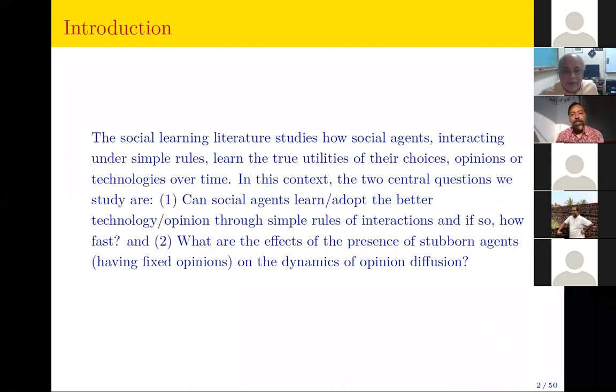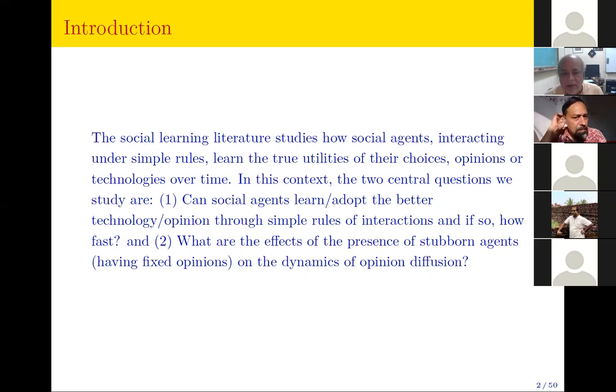The social learning literature studies how social agents interacting under very simple rules learn the true utilities of their choices, opinions, or technologies over time. The two questions we study here are, can the social agents learn or adopt the better technology or opinion through simple rules of interactions? And if so, how fast? And also, what are the effects of the presence of stubborn agents having fixed opinions on the dynamics of opinion diffusion?